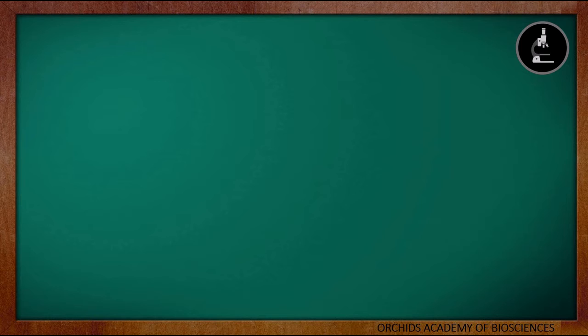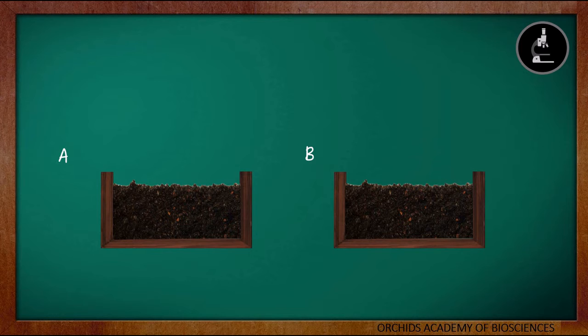For this experiment, what we need to do is take two containers, container A and container B, and then fill them with soil and sow some seeds or a plant sapling. Container A can be left as such, while in the second container B, we need to place a clay pot. Why is there a need for a clay pot? We will soon see. So container A we are leaving as such, whereas in container B we are adding this clay pot.